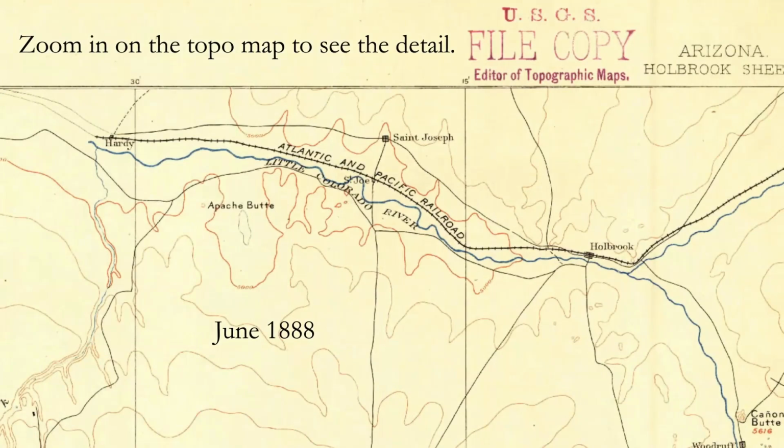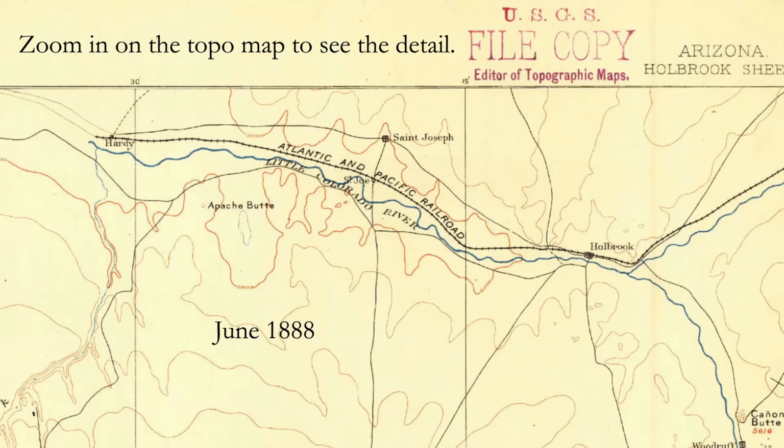So here you can see something that's pretty important, because on this particular map, that's June 1888, you see the Atlantic and Pacific Railroad. And if you follow the railroad off to the left on the map, you'll see it ends. So this map was drawn just after the railroad passed through St. Joseph at that time, now Joseph City, and Holbrook. And one thing also you're going to see from this map is the blue little wiggly line that ends too, and that's the Little Colorado River.